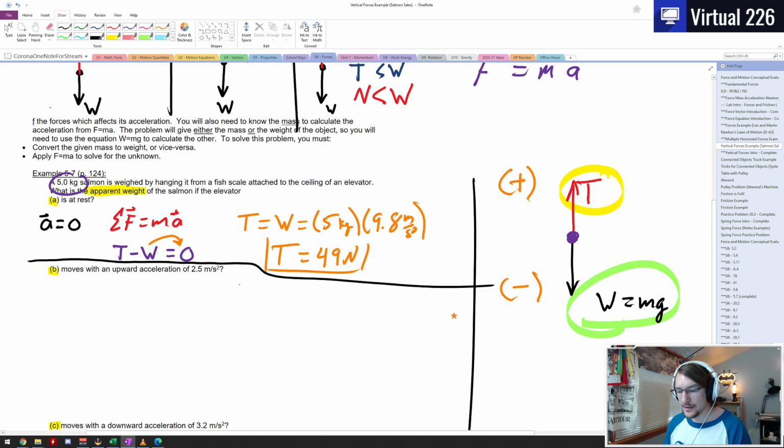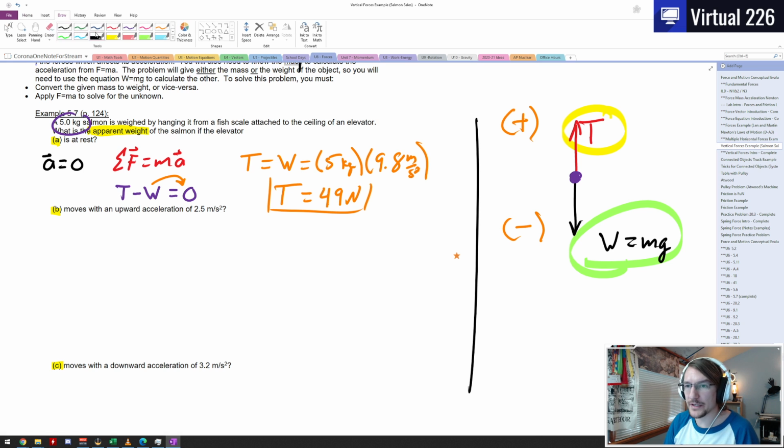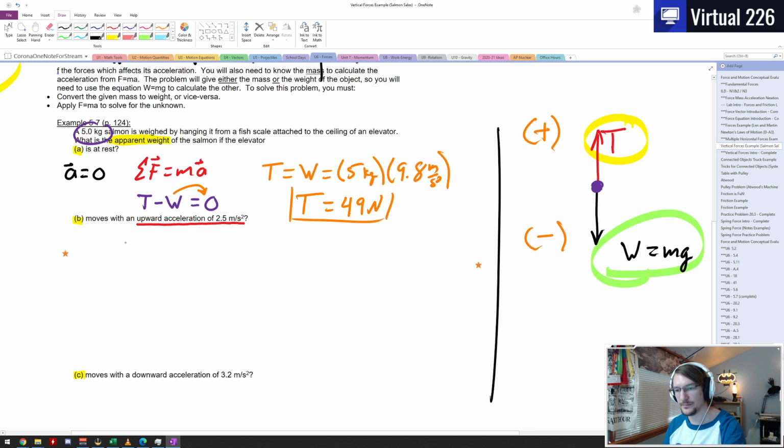So for part B here, I want you to try this now. You have the same scenario. You're weighing the salmon, but the elevator has started to move. You're now accelerating upward at a rate of 2.5 meters per second squared. So try to set up this F equals ma equation. Pause this video, try that out, and then when we continue, we'll see how we do this, okay? Okay, so let's see how we go ahead and solve this then.